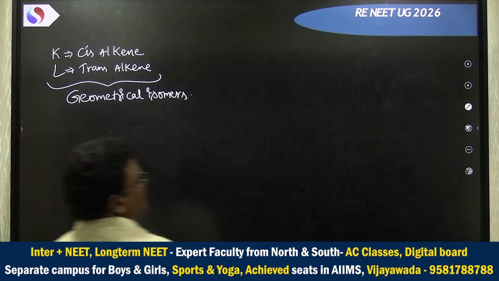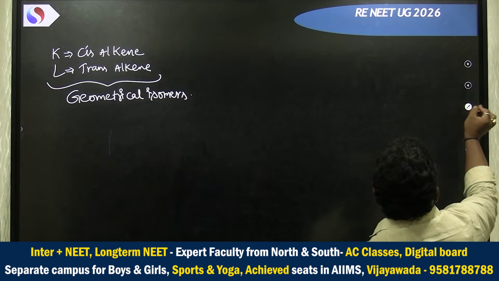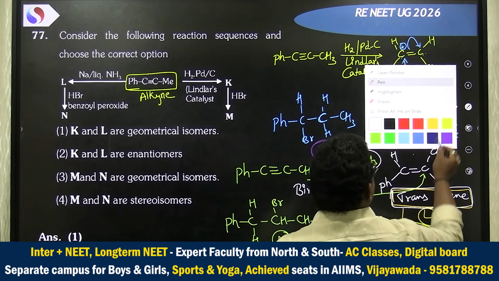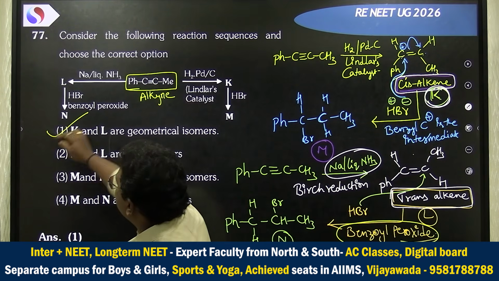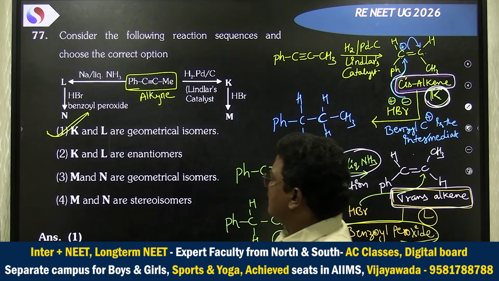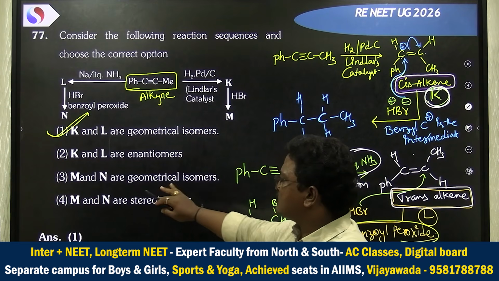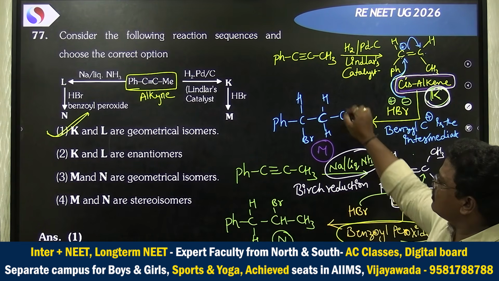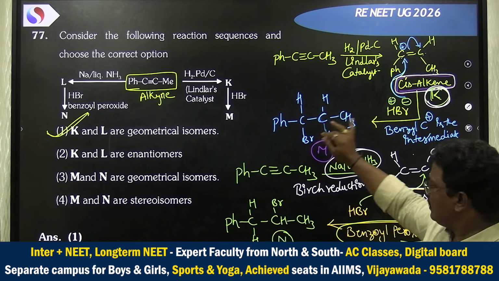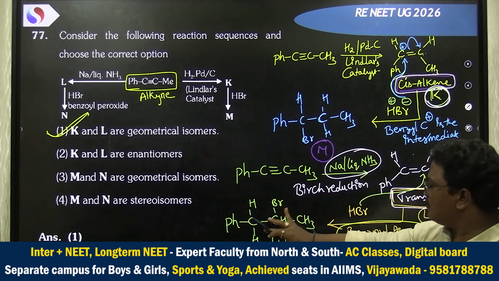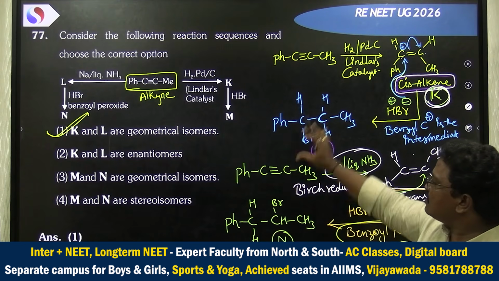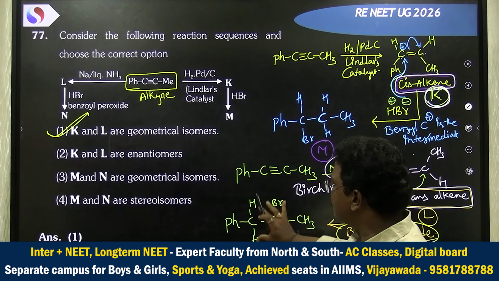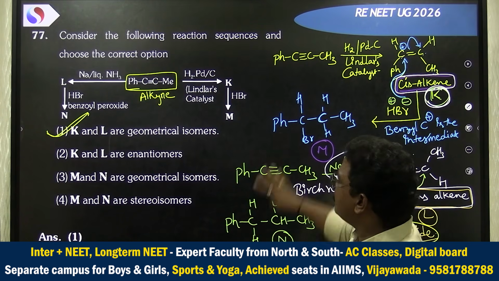So let's see what else he gave in the options. K and L both are geometrical isomers. This is the correct answer. And you can see this, they are enantiomers. M and N geometrical isomers. If you take M, does this molecule contain unsaturation? No. Does this molecule contain unsaturation? No. Without unsaturation, there is no chance of geometrical isomerism. So this is completely wrong. And these are not cyclic compounds either. That is why these are not geometrical isomers.